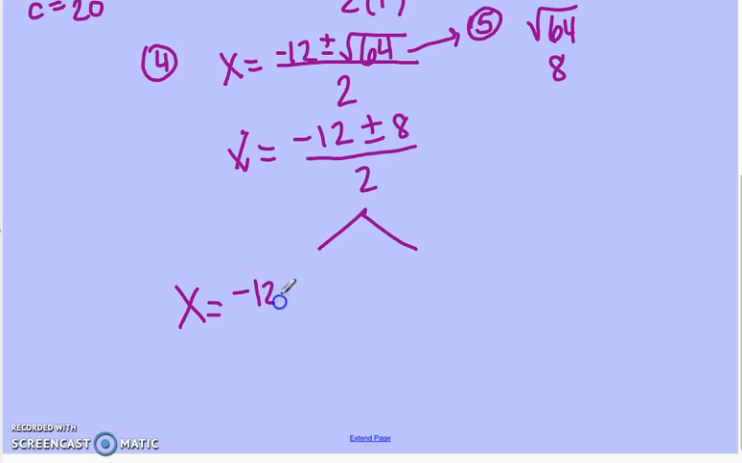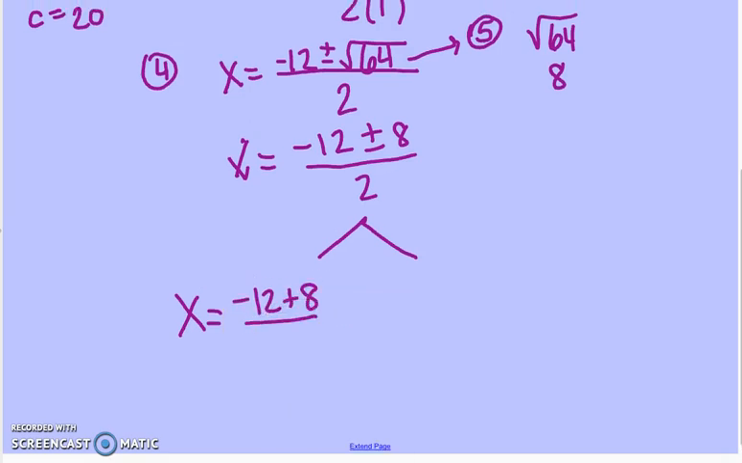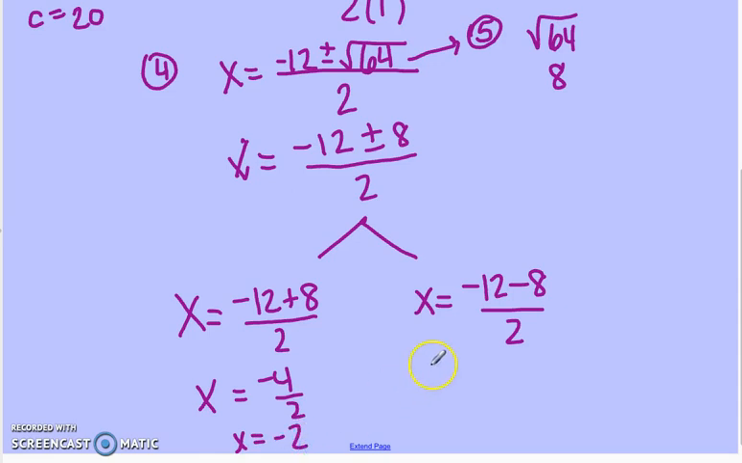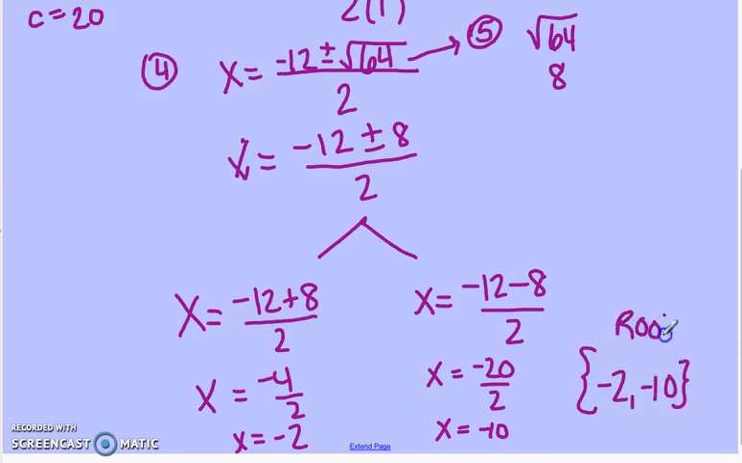X equals negative 12 plus 8 over 2. And the other one is going to be x equals negative 12 minus 8 over 2. Remember, the only thing that you do here is you change this sign in each equation. And then you solve this. What is negative 12 plus 8? Negative 12 plus 8 is negative 4, and negative 4 over 2 is negative 2. Negative 12 minus 8 is negative 20, and negative 20 over 2 is negative 10. So the answers are negative 2 and negative 10. Those are the two roots or solutions or zeros of this equation.